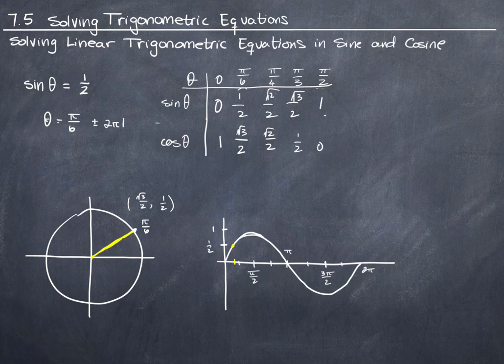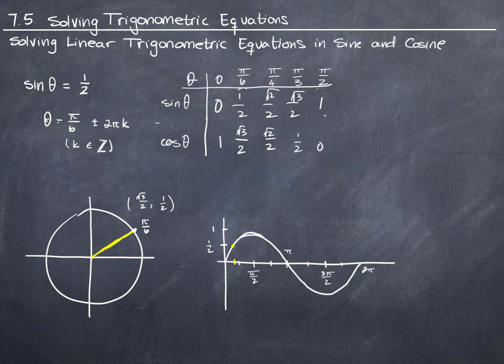We're going to call that k, and we're going to make the note k is an integer. Okay, k is a member of the set of numbers we call integers. Integers are whole numbers, positive or negative, and they include 0. So k can be 0, in which case pi over 6 plus 0 is pi over 6, and that is one of our answers. All right?